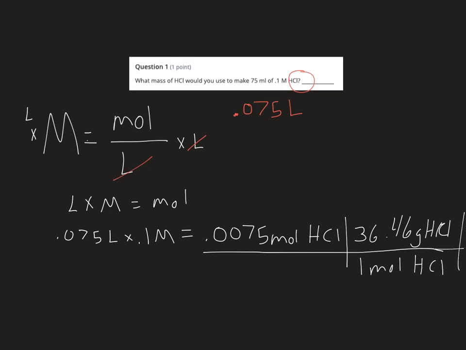Okay, my like units cancel out here, and I'm going to end up multiplying. I'm going to keep 2 sig figs in our answer. So when I calculate that out, I get 0.27 grams HCl. So what I would do is I would take 0.27 grams of the solid HCl and I would add enough water to it to make a total volume solution of 75 milliliters.